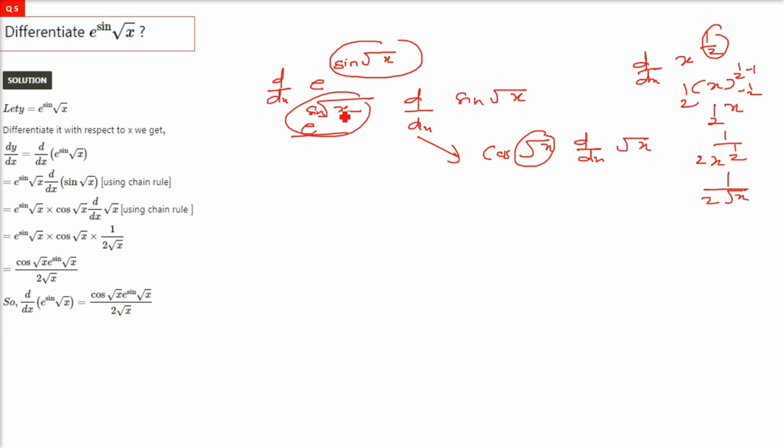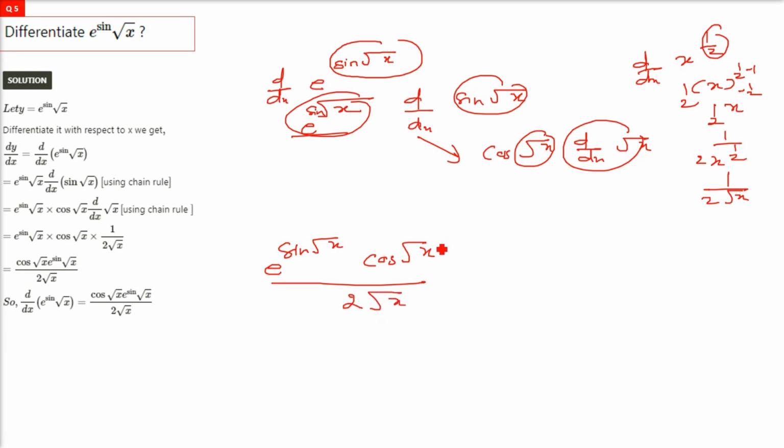So finally, you have to combine all these results. First was e to the power sine root x. Then you have cos root x. Then the derivative of root x, which was 1 by 2 root x. So this whole is the result of this differentiation.